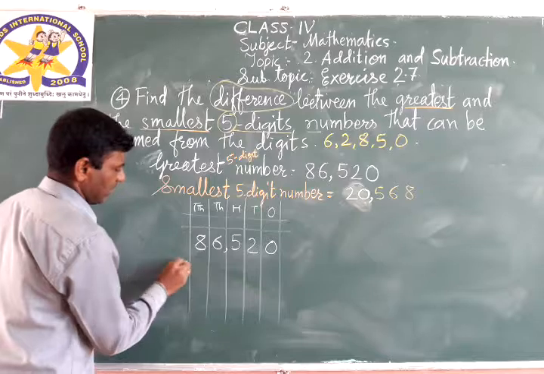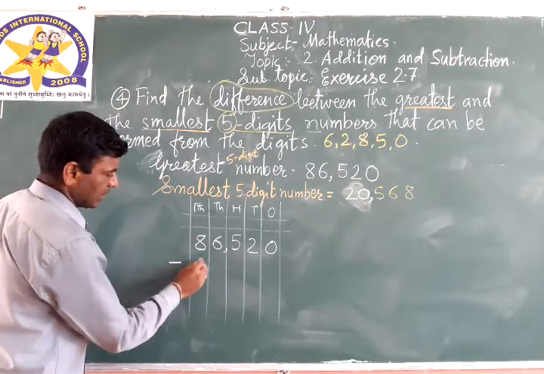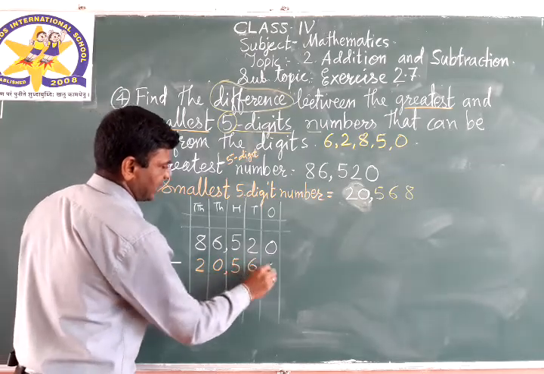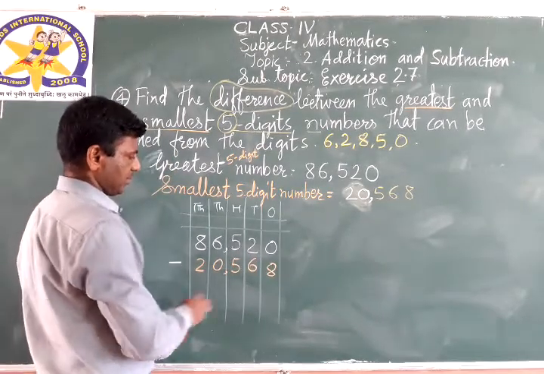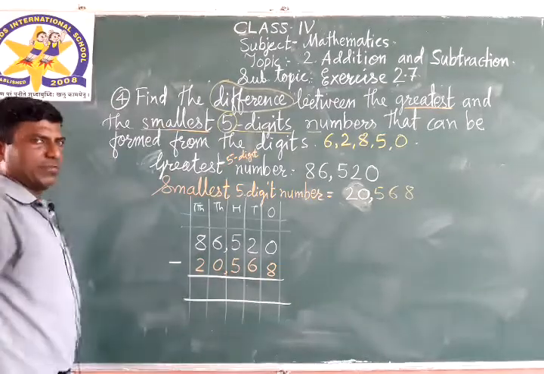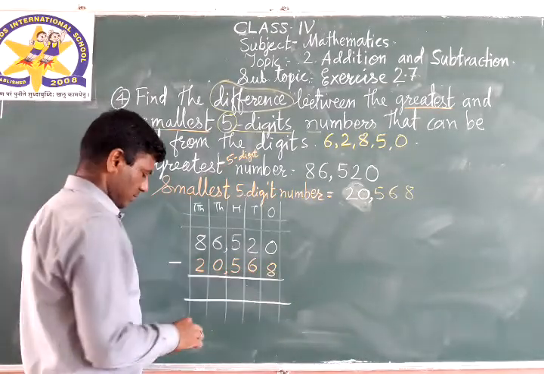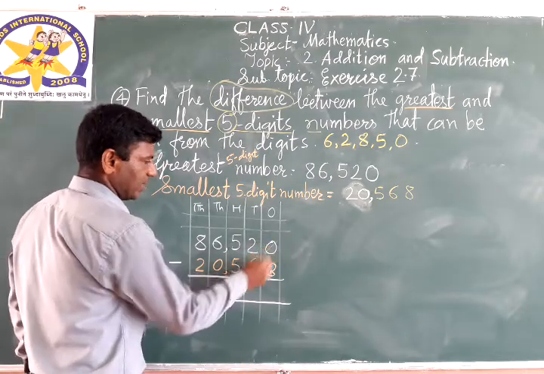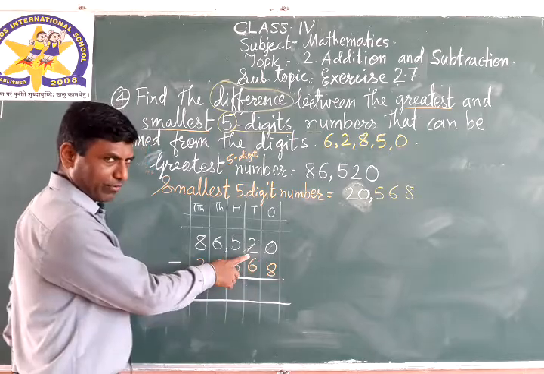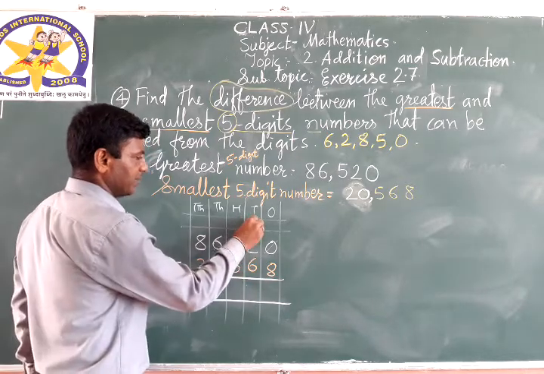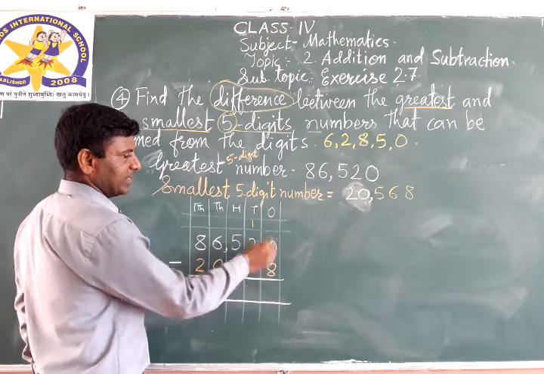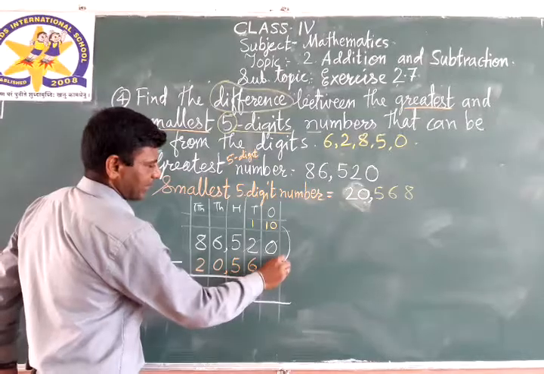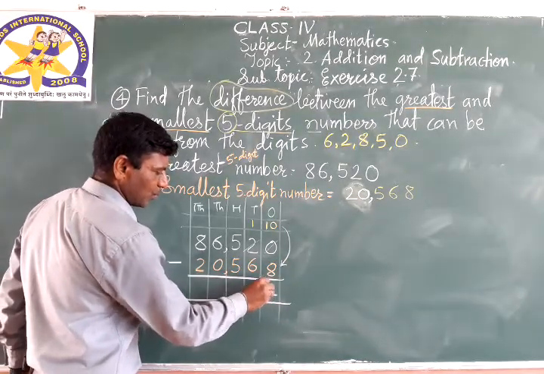Write the greatest one first. 86,520 minus 20,568. Find the difference. Possible? 0 minus 8 possible? No. In such a case, what are we doing? We are borrowing from the neighbor. 2 becomes 1 and this 0 becomes 10. Now is it possible? 10 minus 8? Yes. 2.